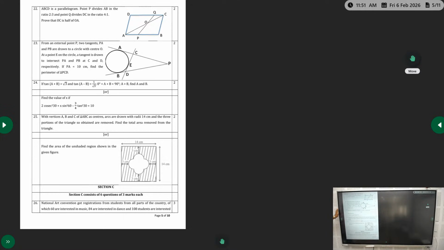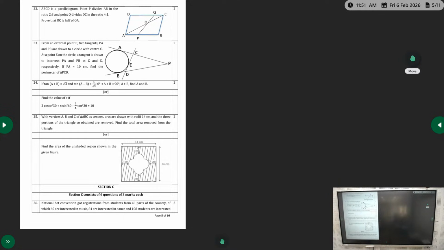Tan of A plus B is root 3 means it is 60 degrees. 1 by root 3 means 30 degrees. A plus B is 60, A minus B is 30. B is 15, A is 45. What is 45 plus 15? Is it 60, greater than 0 degrees? Is it 60, less than 90 degrees? And please check whether A is greater than B. Angle A should satisfy the condition also.